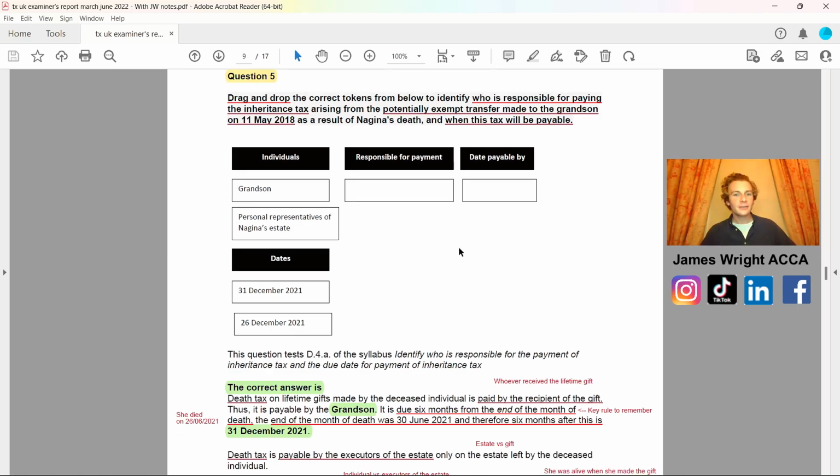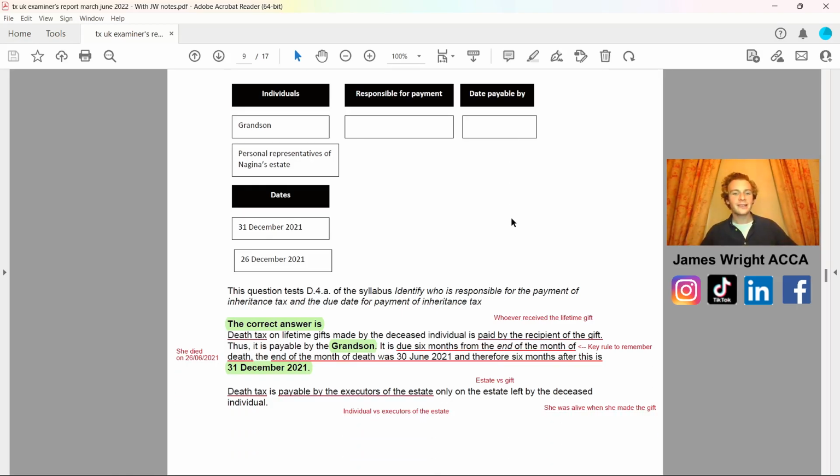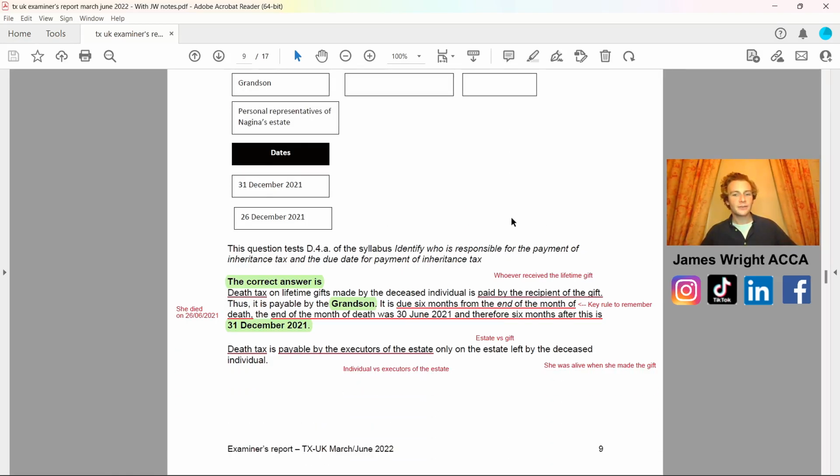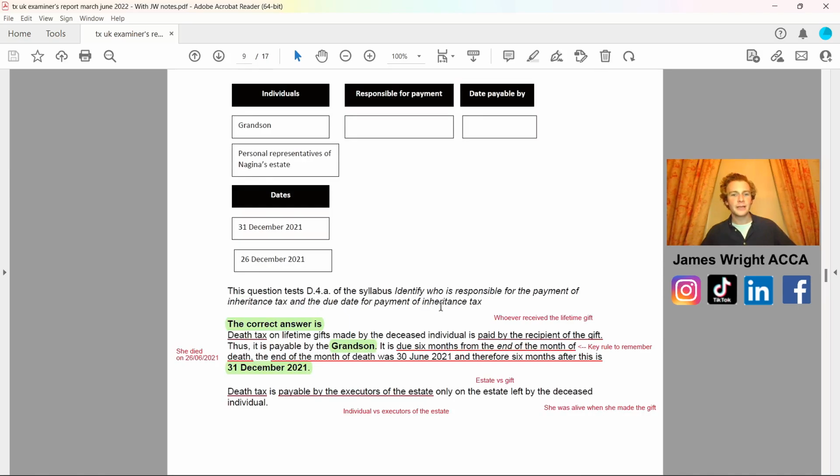So the key thing for this question is you've got the two individuals, who is responsible for the payment, and when is it paid by. So this is the responsibility and your dates on there. And there are some key aspects you need to be aware of. I'll just put them at the bottom here.